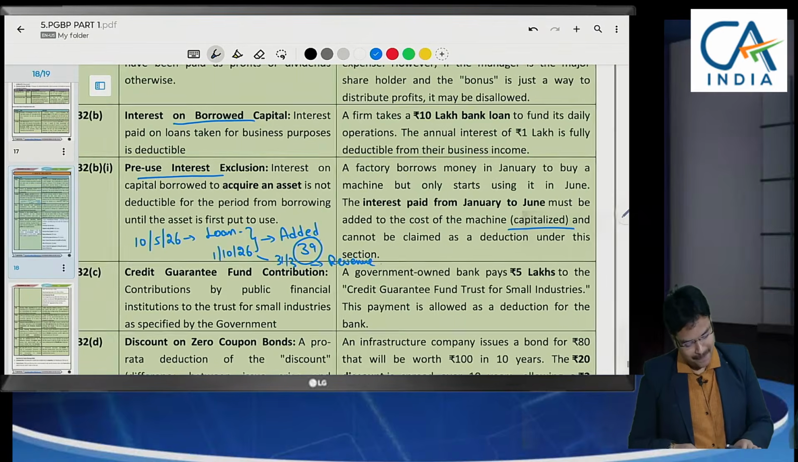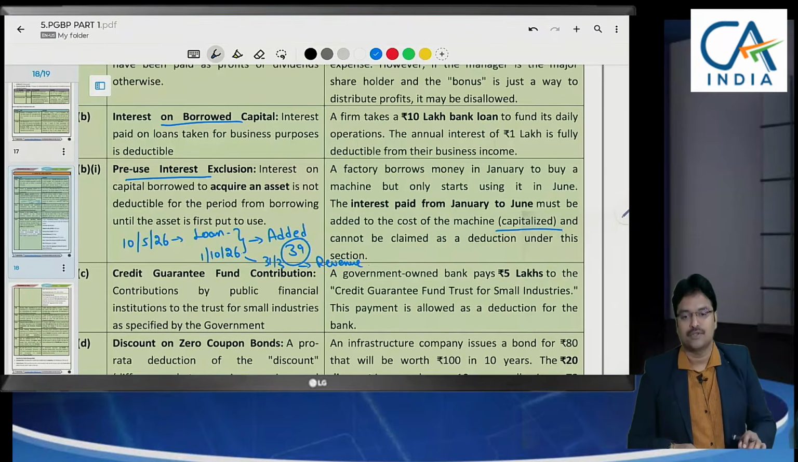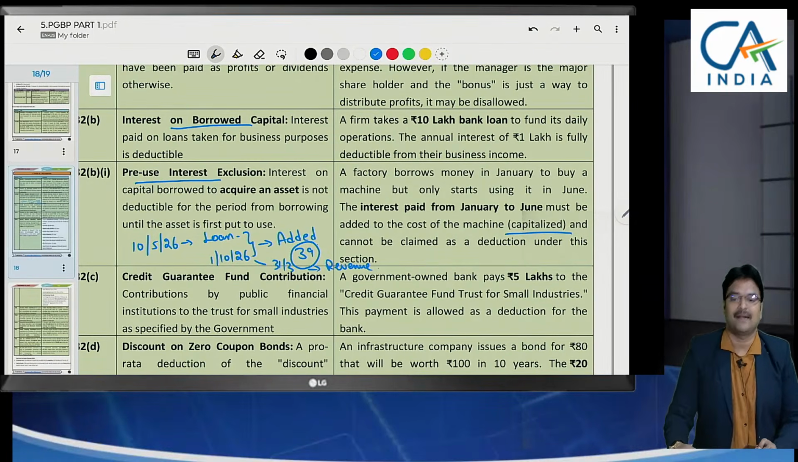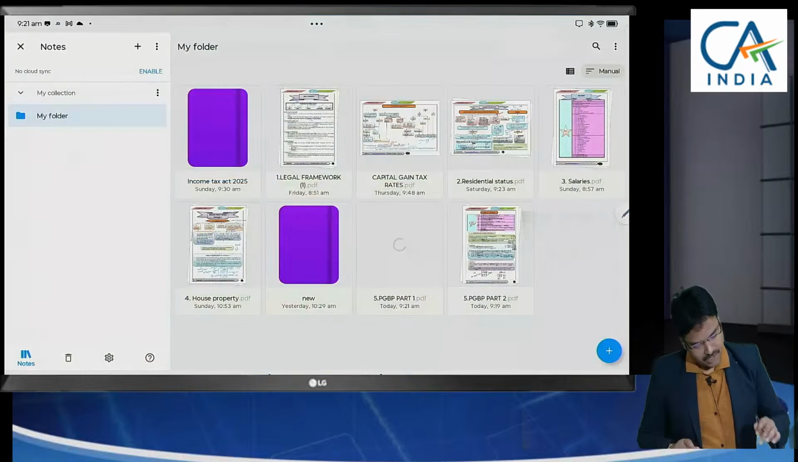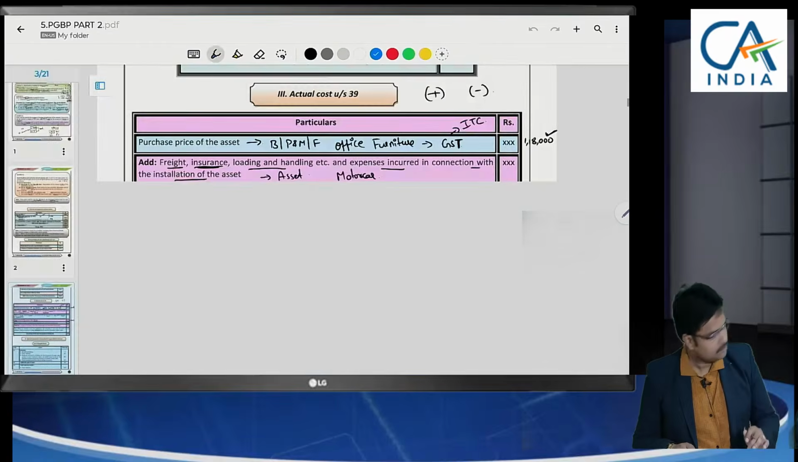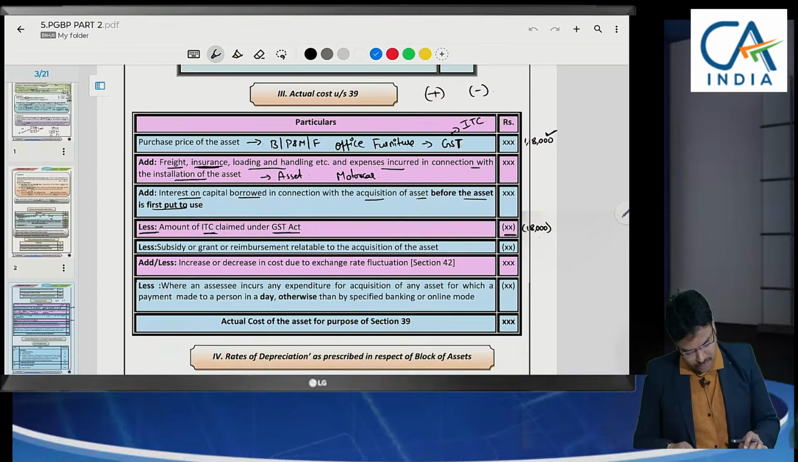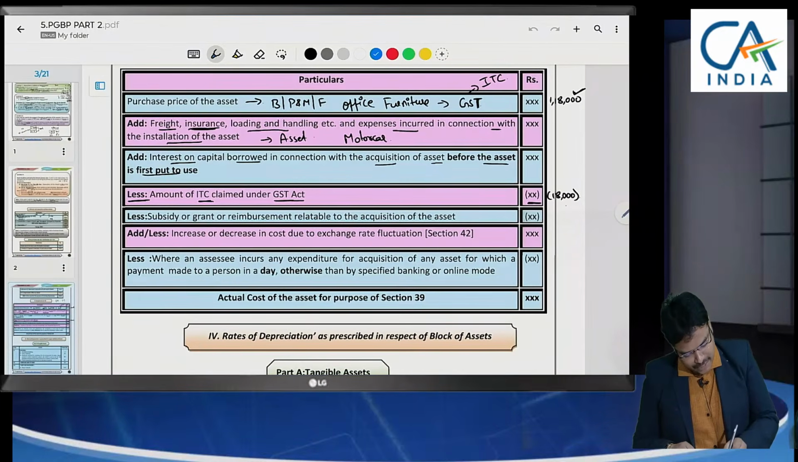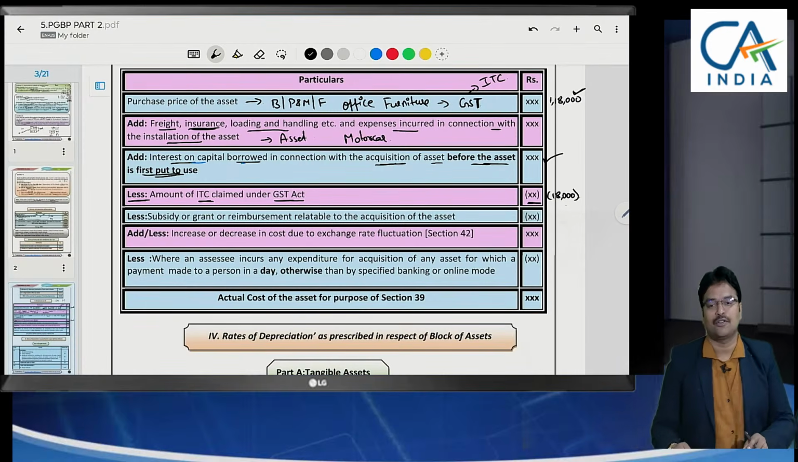What has to be capitalized here? Pre-use. That means till the asset was first put to use has to be capitalized. Now let me come back. So what we have discussed here is interest on capital borrowed in connection with the acquisition of the asset before the asset is first put to use has to be capitalized, added to the value.